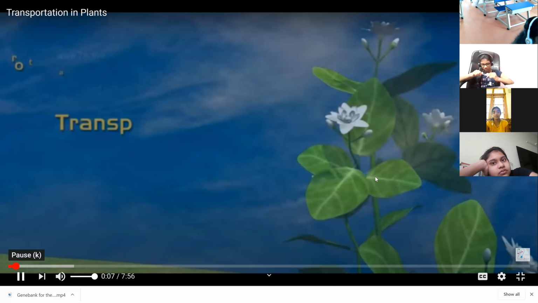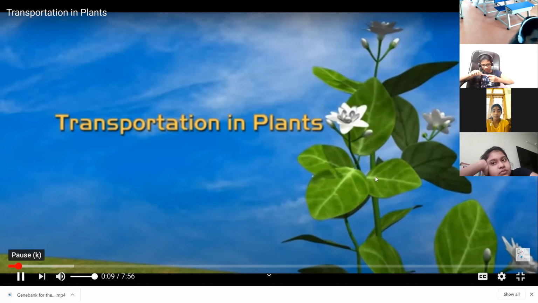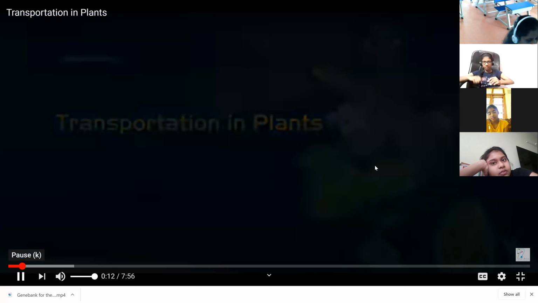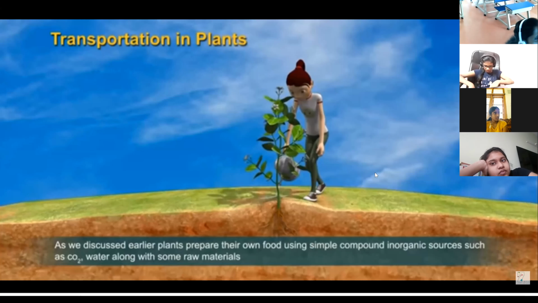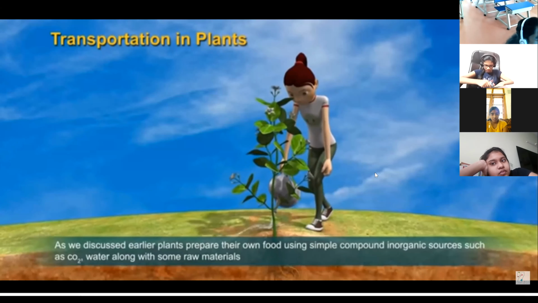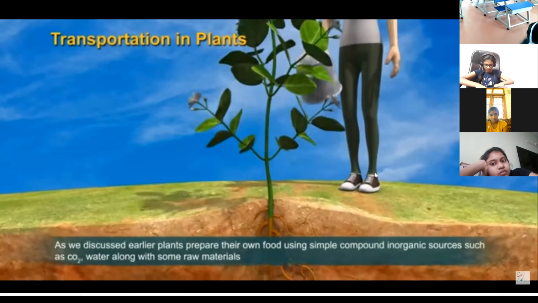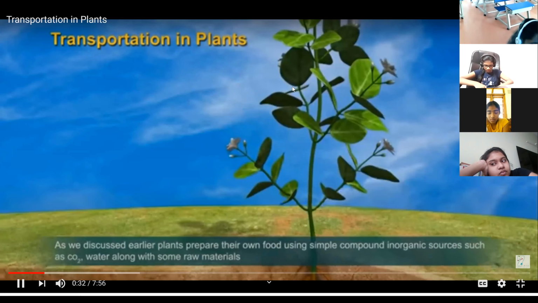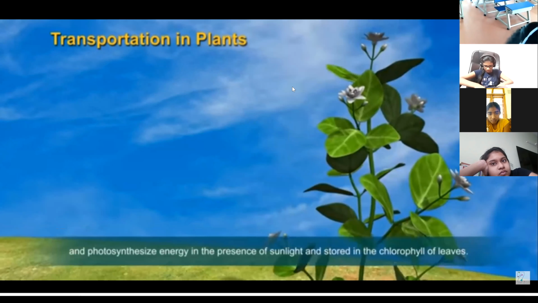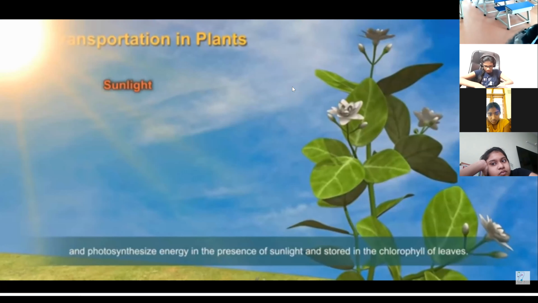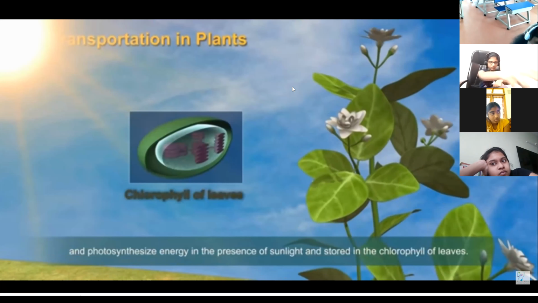Transportation in plants. In the previous section, we have learned about transportation in human beings. Now, let us learn transportation in plants. As we have discussed earlier, plants prepare their own food using simple inorganic compounds such as CO2 and water, along with some raw materials, and photosynthesize energy in the presence of sunlight, stored in the chlorophyll of leaves.